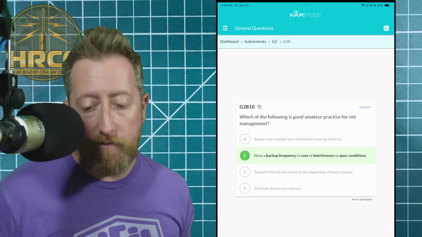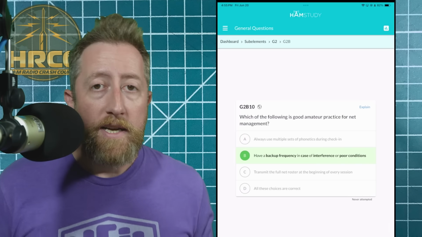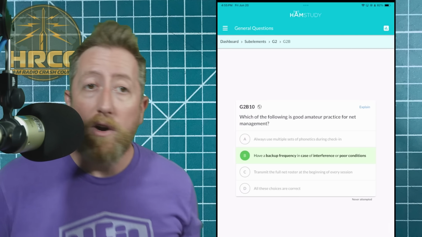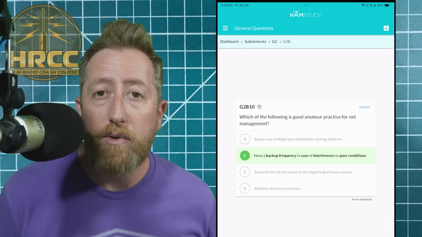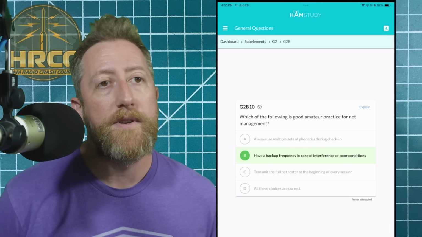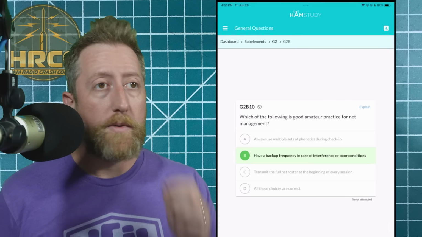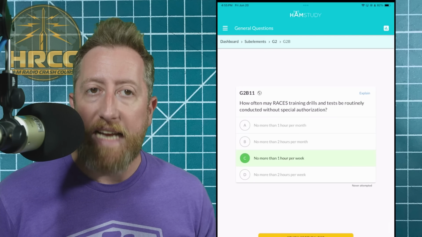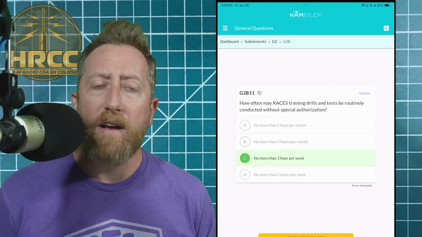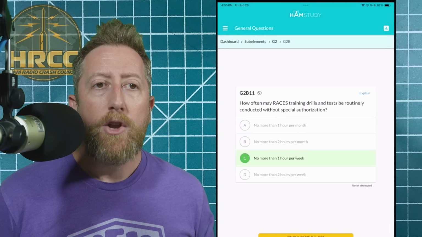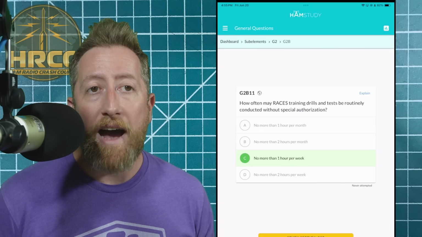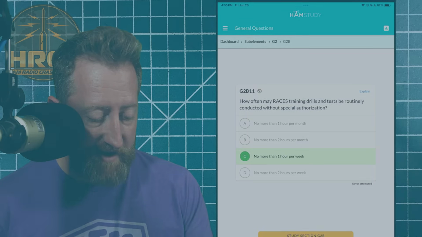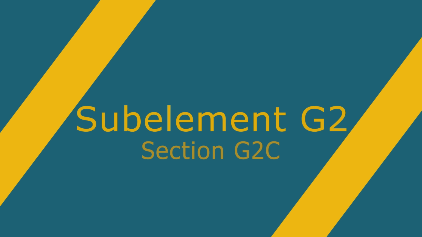Oftentimes, the amateur radio frequencies are high noise just from the atmosphere, or somebody is already parked there using your net frequency, so it's a completely acceptable option to slide down to another backup frequency. Question 11, how often may RACES training drills and tests be routinely conducted without special authorization? No more than 1 hour per week. I didn't know that myself. Definitely forgot that one. Okay, we're moving on to section C.